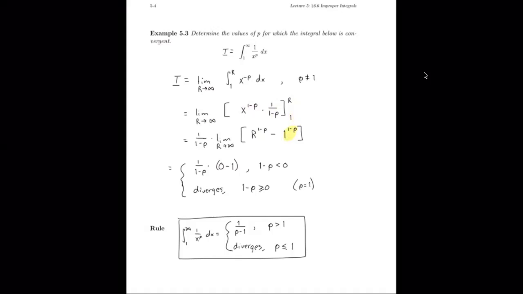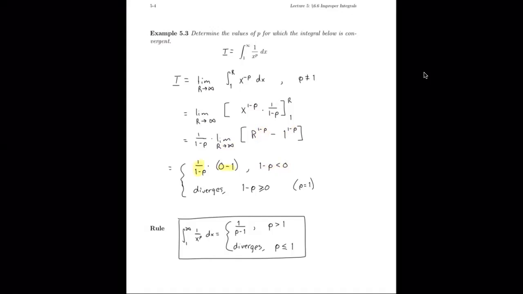Well, if 1 minus p is less than 0, so in other words, if p is greater than 1, then this number is negative, right? Sorry, if p is greater than 1, then 1 minus p is less than 0. And if 1 minus p is less than 0, then as r goes to infinity, this is 1 over r to the p minus 1 power. It's a negative power, so it drives this thing to 0. This one just remains negative 1, and we end up with 0 minus 1 times 1 over 1 minus p.